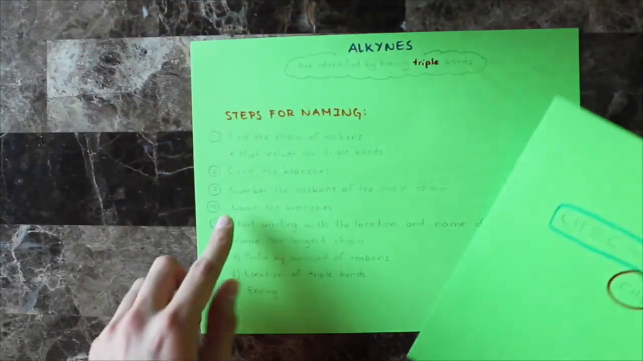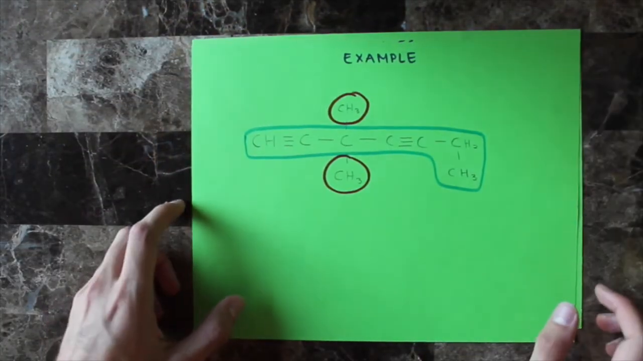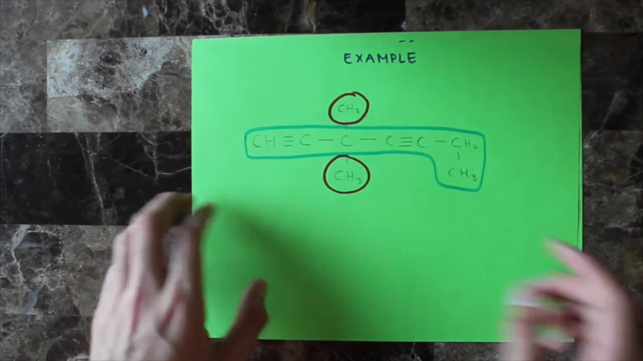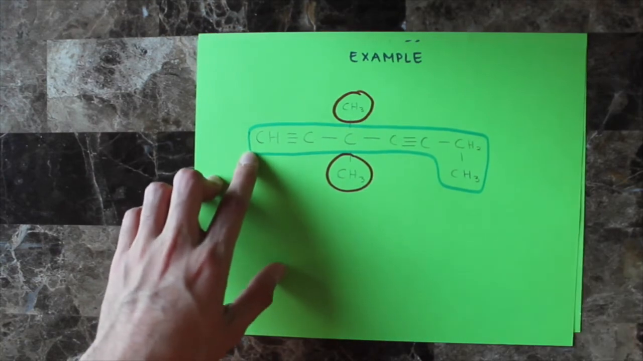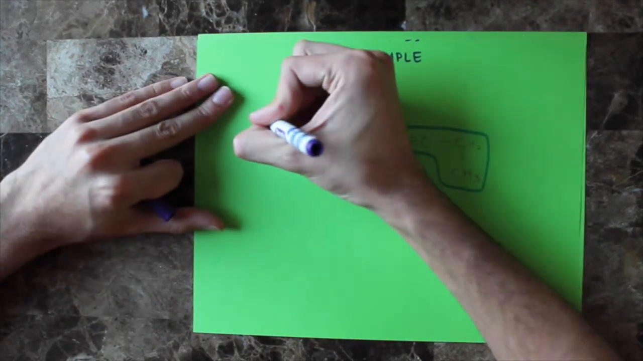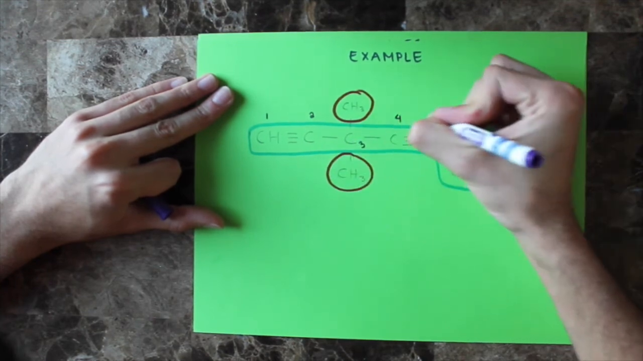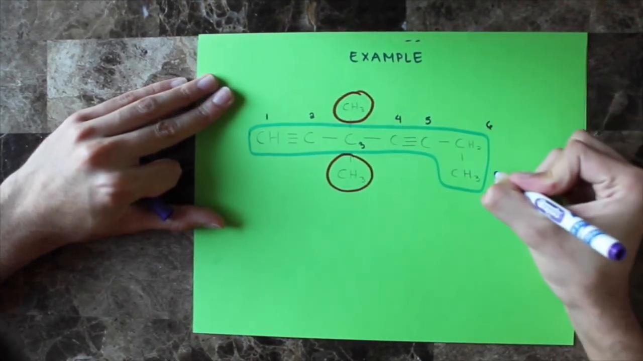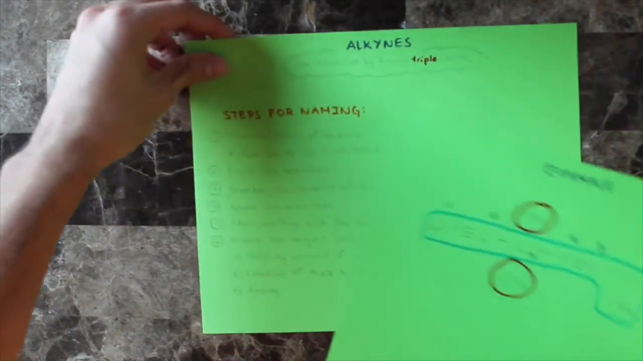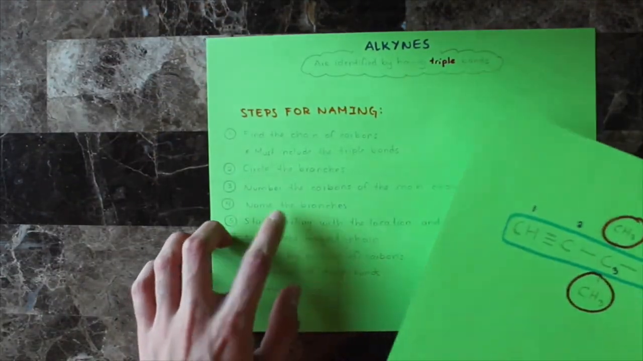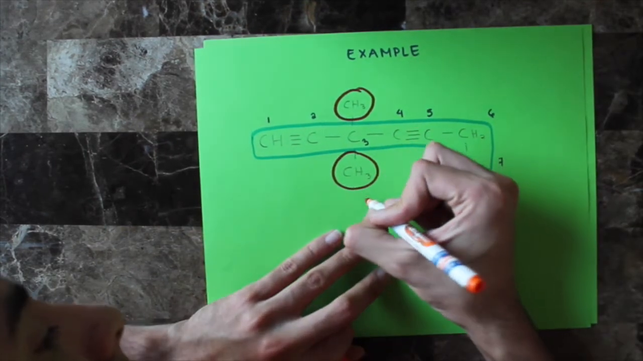Step number 3. Number the carbons of the main chain. Remember that we have to start from where the double or the triple bond is nearest to a side. And 7 carbons. Now number 4, name the branches. You have to name our branches.